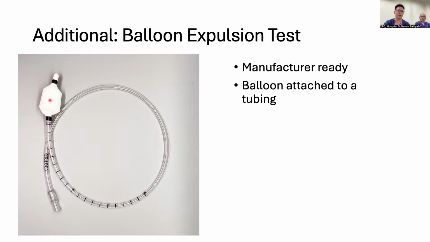It has a latex-free balloon which is attached here. You inflate it with air, it expands, you put it inside a deflator, you inflate it inside the rectum, and then you give them some time, they'll sit on the commode, and they'll attempt to pass it out.